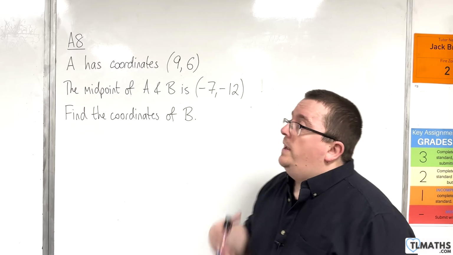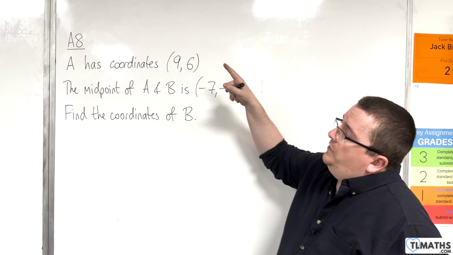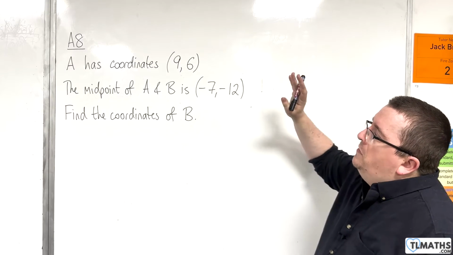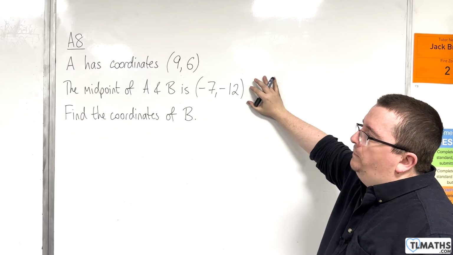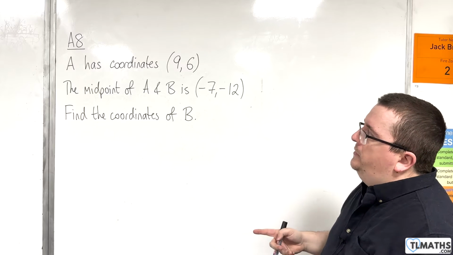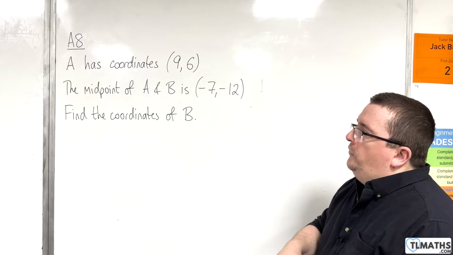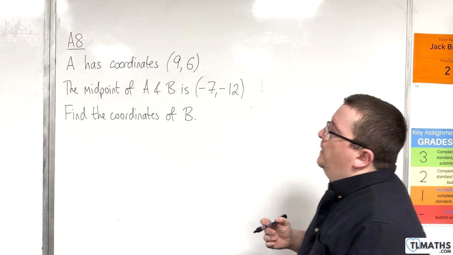So in this video we have a bit of a problem. A has coordinates (9, 6), and we know the midpoint of A and B is (-7, -12), but we don't know the coordinates of B, and that's what we need to find. So I suggest we draw a little diagram so we can visualize what's going on.